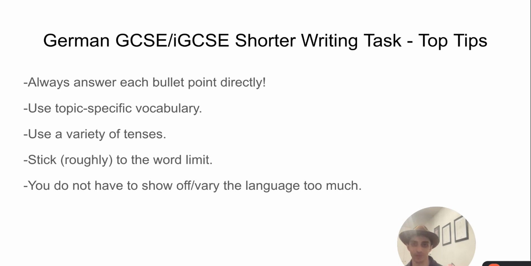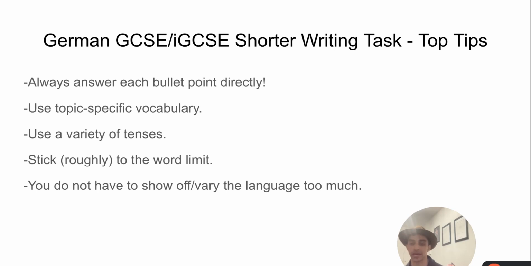Okay, here are some of my top tips for how to ace your shorter writing task. Make sure that you always answer every bullet point directly. That is actually really important. It might sound quite basic or even quite formulaic, not necessarily related to the German that you're writing itself. But there are marks in the mark scheme for doing that specifically. Again, it's a very frustrating and annoying way to lose marks: even if you produce really good German, but haven't answered every single one of the bullet points, you would still be penalized.